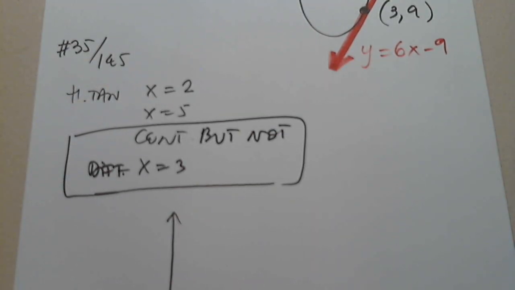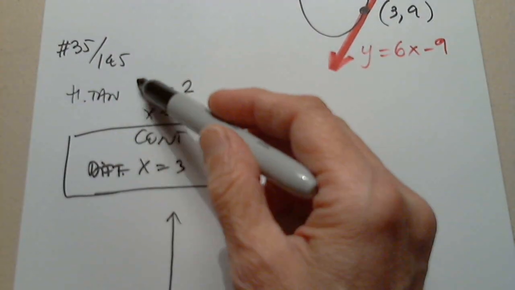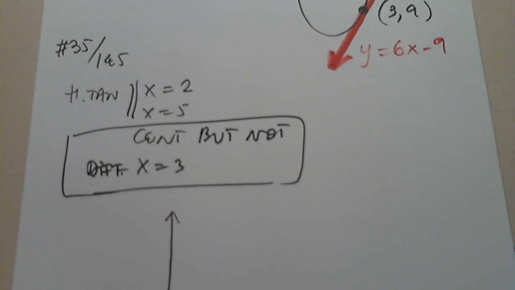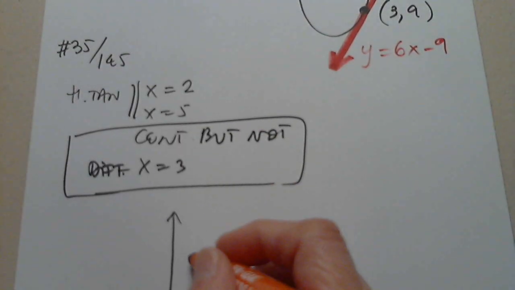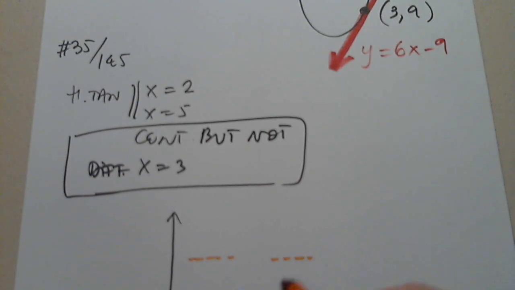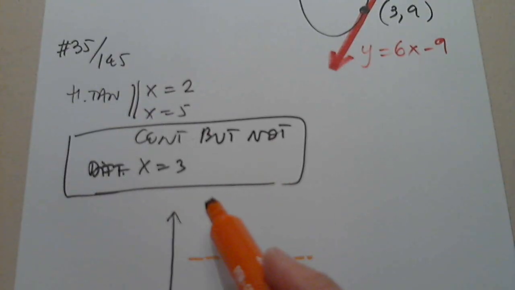So we want 1, 2, 3, 4, 5. 2, 3, and 5. It says it has horizontal tangents at 2 and 5. You can do whatever you want, of course. I'm going to graph this. At 2 and at 5, and at 3, the function is continuous but not differentiable.